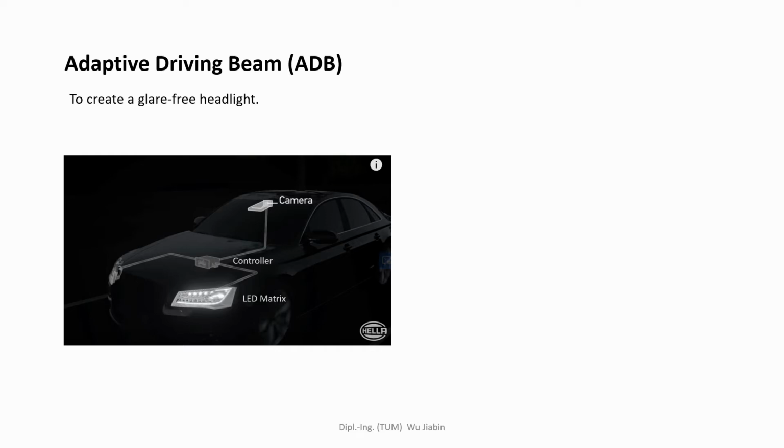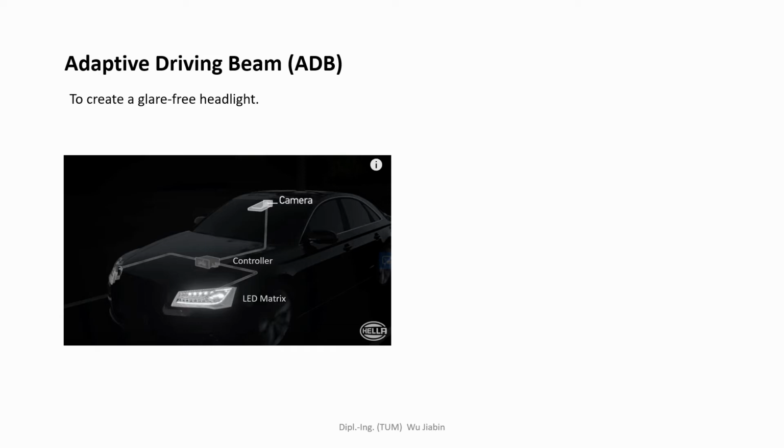So ADB, what's ADB? ADB is short for Adaptive Driving Beam. The more general concept is intelligent headlight. The target is to create a glare-free headlight. So in conventional headlights, there is a high beam and a low beam. The low beam can be used anytime you like, but high beam not, because the high beam glares. It may dizzy the driver in the car ahead and cause accidents.